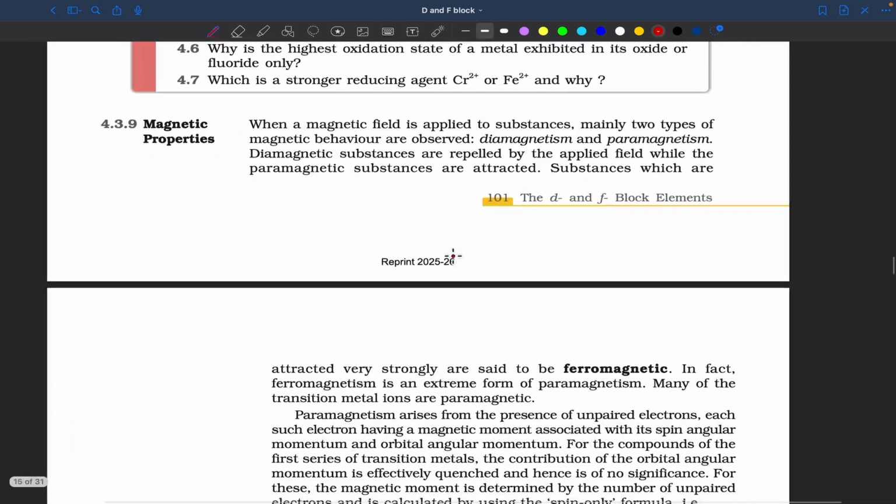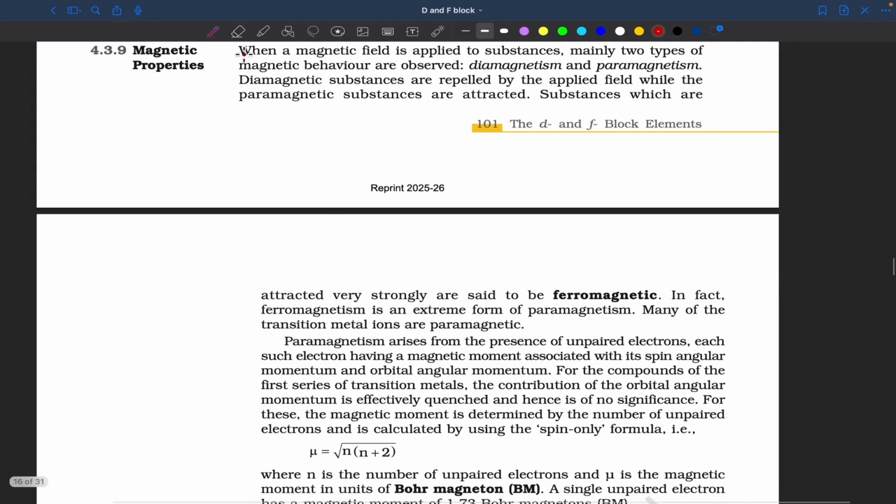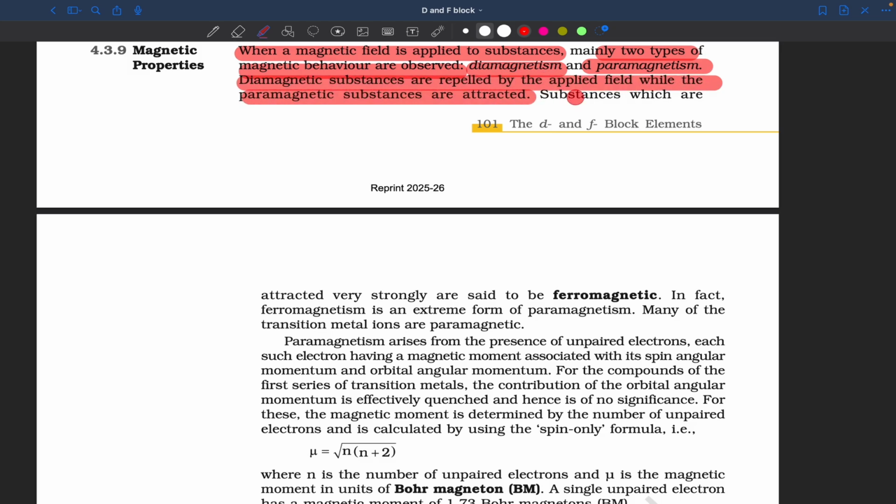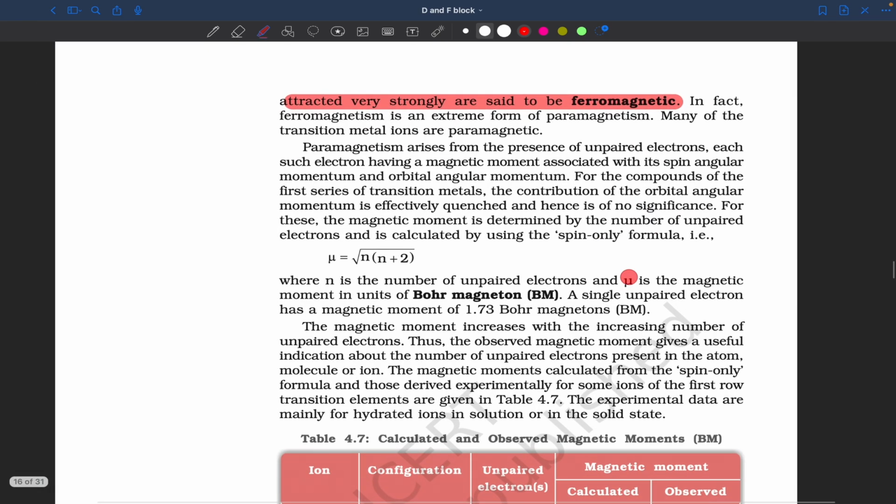Right, here is the magnetic property. When a magnetic field is applied to a substance, mainly two types of magnetic behaviors are observed, diamagnetism and paramagnetism. Diamagnetic substances are repelled by the applied field while paramagnetic substances are attracted. The substances which are attracted very strongly are said to be ferromagnetic. In fact, ferromagnetism is an extreme form of paramagnetism. Many of the transition metal ions are paramagnetic in nature.